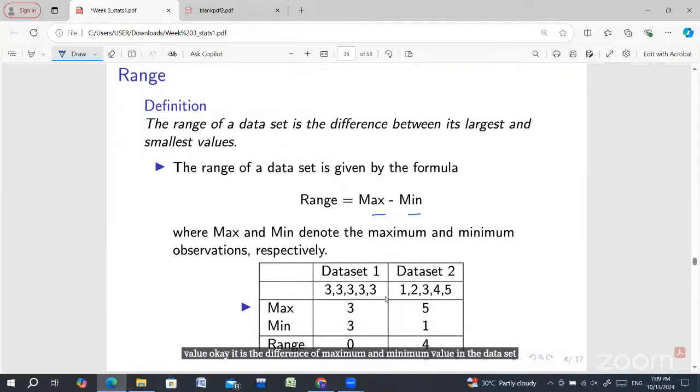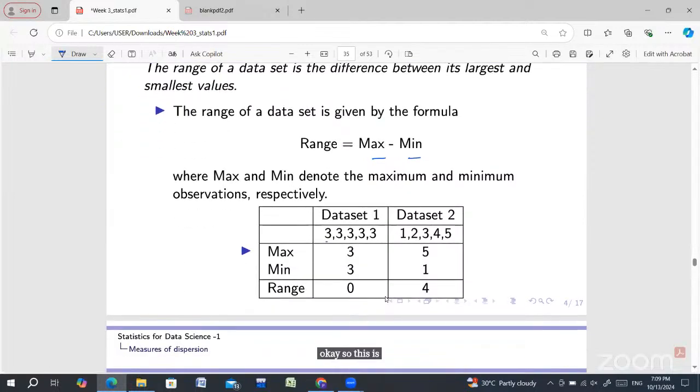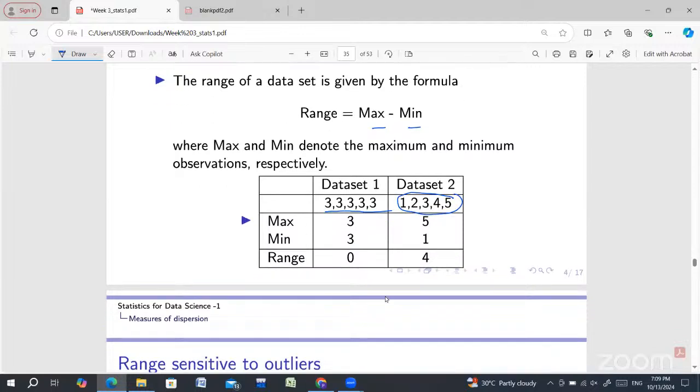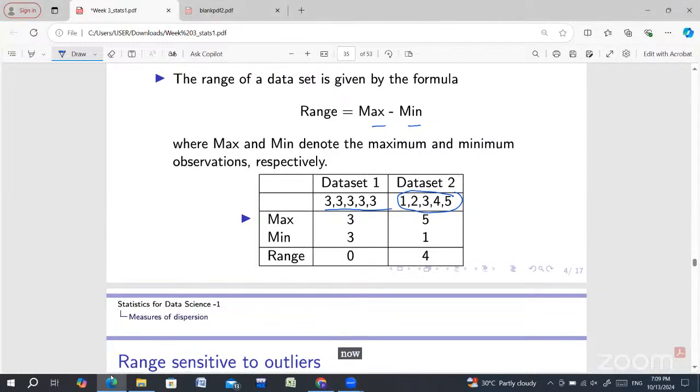So this is your first data set, and this is your second data set. Now you can see that the maximum value is 3 and the minimum value is 3 here, and for the second data set, the maximum is 5 and the minimum is 1. Now the range is maximum minus minimum. So the range for the first data set will be 0, and for the second it is 4.